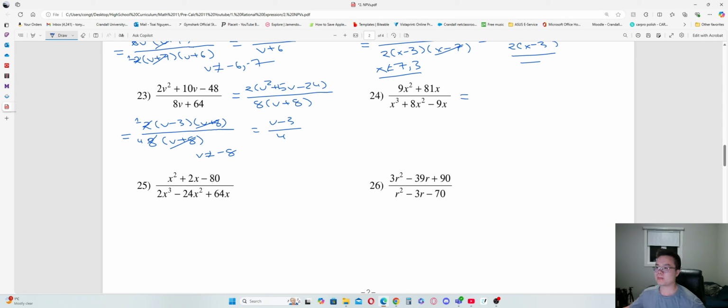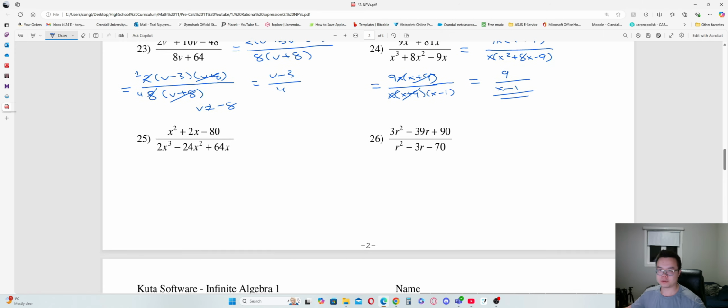Next, 24. I'll have 9x taking out, and then x plus 9. Then I'll have x squared plus 8x minus 9. Then I'll have 9x, x plus 9 on my numerator. And then we need to factor further on my new denominator. Then I'll have x plus 9, then x minus 1. X plus 9 cancel, and we see the x here outside the bracket, they are the same, we can cancel them out as well. Then we will have 9 over x minus 1. That's my answer.